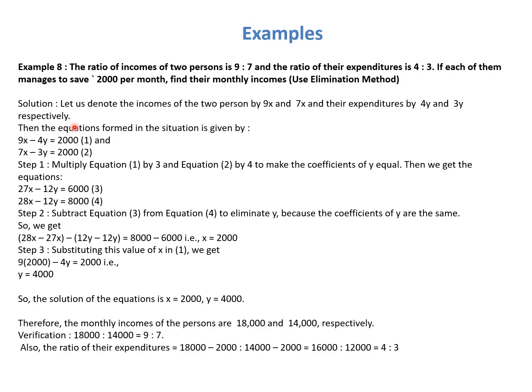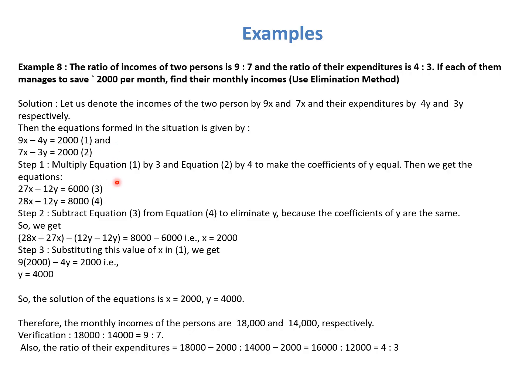So let the income be x and the expenses be y. The ratio of the income is 9:7, and the expenditure is 4:3. If each of them saves 2,000, then if we take income as x and expenses as y, 9x minus 4y is equal to 2,000, the saving of the first person, and 7x minus 3y is equal to 2,000, the saving of the second person.